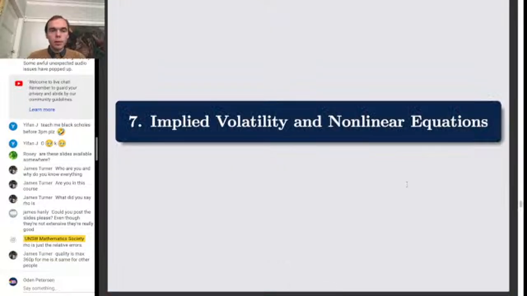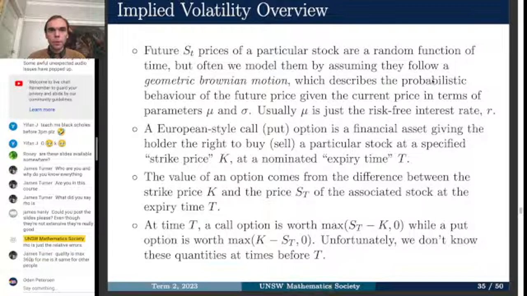So I guess we'll cover, yes, hopefully we can get through a fair chunk of this chapter. So I guess I'll go over a little bit of the finance background as well.